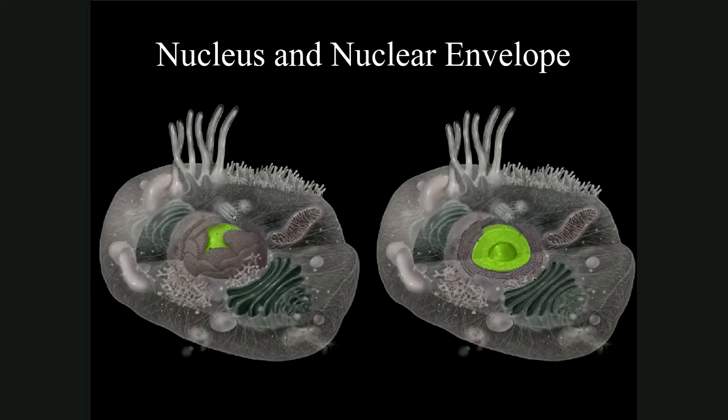The nuclear envelope surrounds the nucleus. It has pores, openings in it. These pores regulate entry and exit of molecules into the nucleus. The nuclear envelope also has selective permeable characteristics just like the plasma membrane.